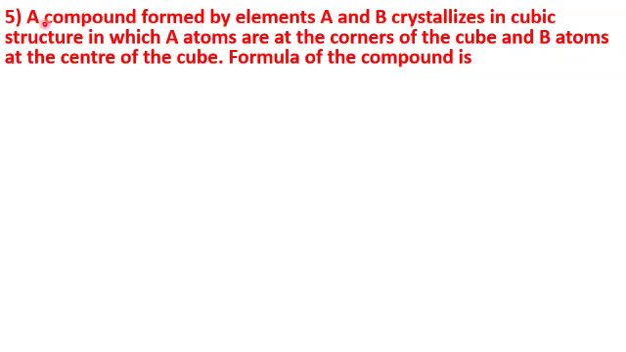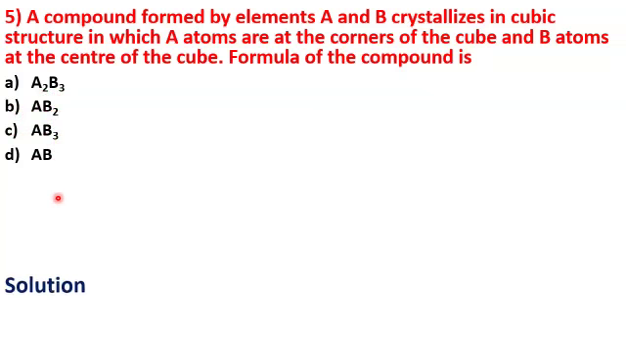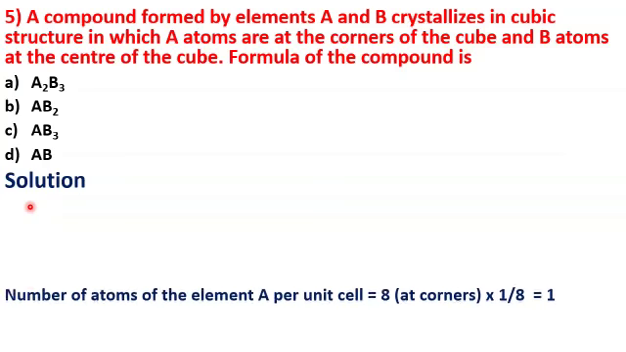Question number 5. A compound formed by elements A and B crystallizes in cubic structure in which A atoms are at the corners of the cube and B atoms at the center of the cube. Formula of the compound is option A, A2B3; option B, AB2; option C, AB3; and option D, AB. Let us see the solution.